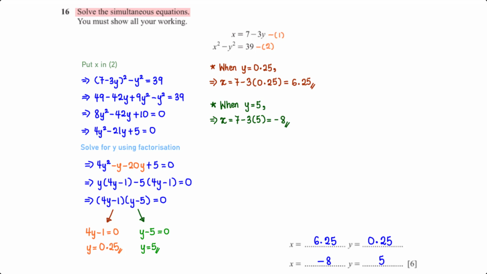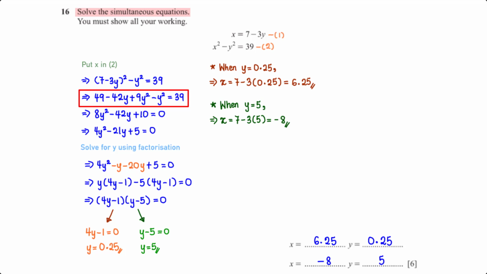Solve the simultaneous equations. You must show all your working. First, let's label the given equations. X has already been made the subject in equation 1. So when we put x in equation 2, this is what we have. When we expand 7 minus 3y squared, we get 49 minus 42y plus 9y squared.